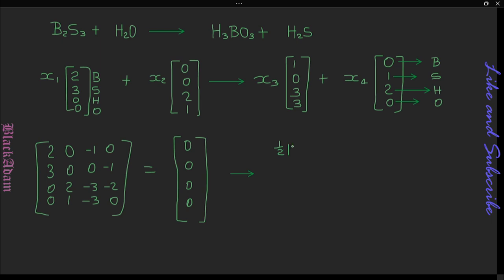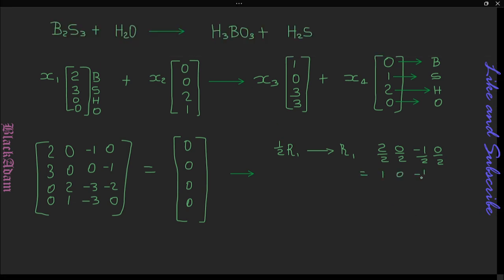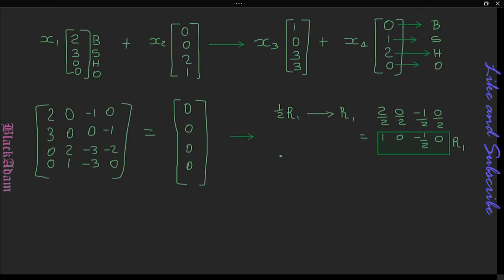And therefore we're going to say half of row 1, so we put that in row 1. So that'll be a half of that. Then that will give us 1, 0, negative 1, and 0, negative half and 0.